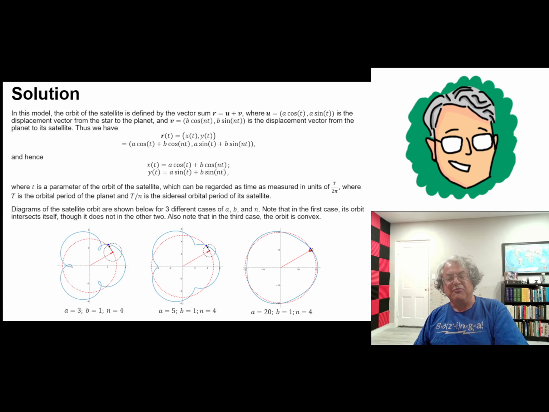I think you can see that in this case, if you just look at the orbit of the satellite, it is very tiny compared to the orbit of the planet, a factor of 20 smaller. And in each of these three cases, the red dashed circle is the orbit of the planet, and the blue curve is the orbit of the satellite. So these are three very different types of behavior, and we want to know when each of them occur. So anyway, let's do part A first.